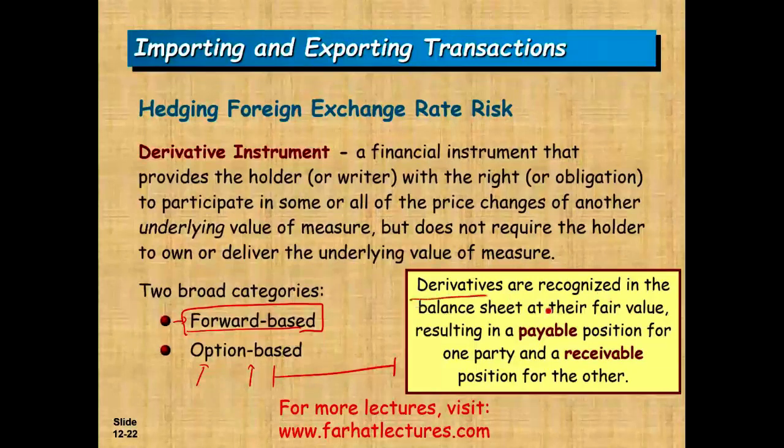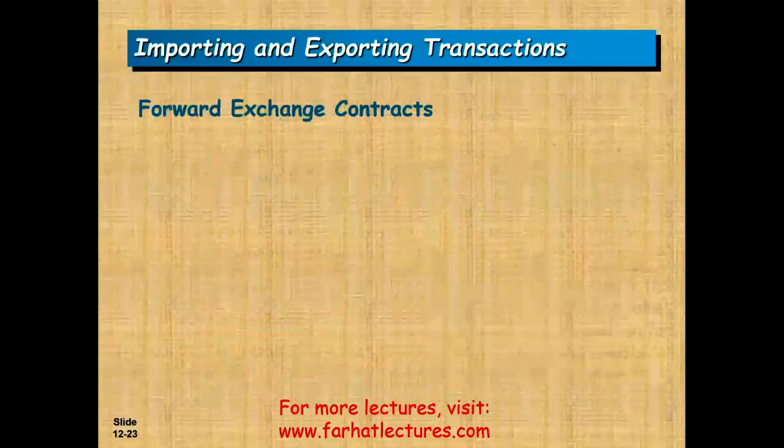So derivatives are recognized in the balance sheet. Once you buy a derivative, it's recognized on the balance sheet at fair value, resulting in a payable position for one party and a receivable position for another party. So when you buy a forward or when you buy an option, you could have a payable or a receivable, depending on what position you are in. And we will look at an example today.